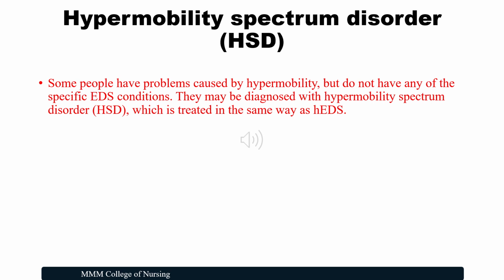Next one is hypermobility spectrum disorder, HSD. Hypermobility spectrum disorder affects people who have problems like hypermobility but do not have any specific Ehlers-Danlos syndrome condition, but they may be diagnosed with hypermobility spectrum disorder, which is treated in the same way as Ehlers-Danlos syndrome.